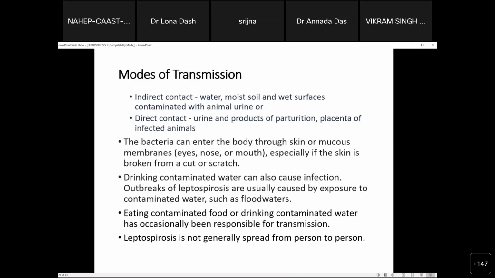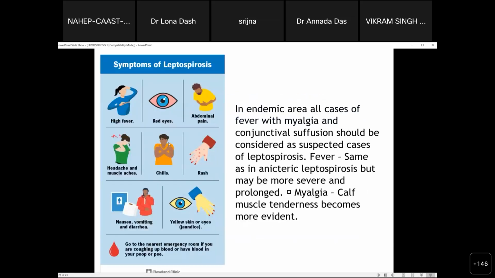Outbreaks of leptospirosis are usually caused by exposure to contaminated water. Eating contaminated food which has the bacteria, or drinking contaminated water, has occasionally also been responsible for transmission. Leptospirosis is not generally known to spread from person to person, which is a very good thing, and we're fortunate for that. How do we know that a person is likely to have leptospirosis?